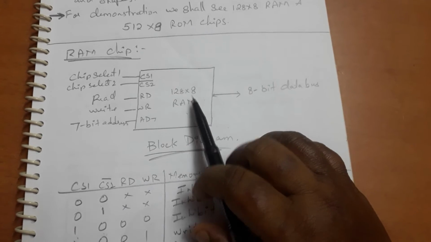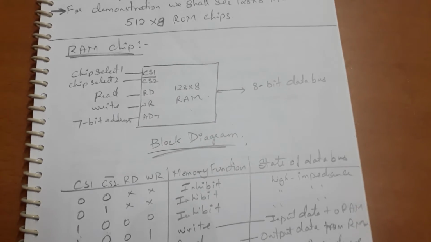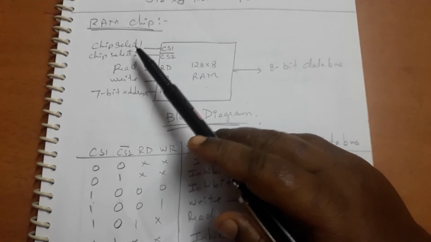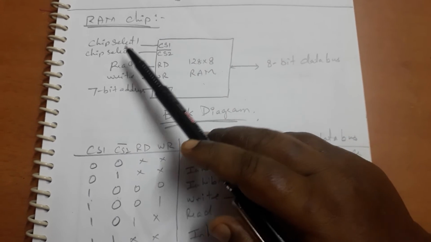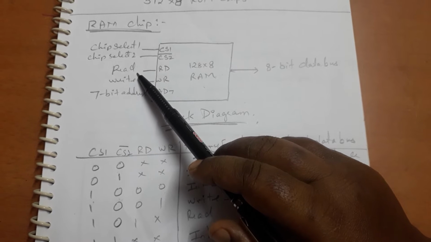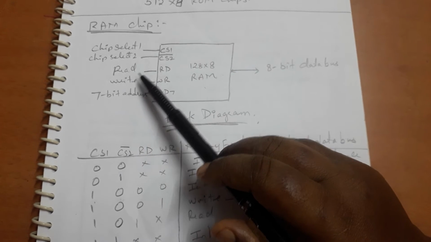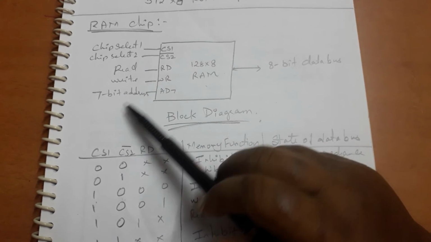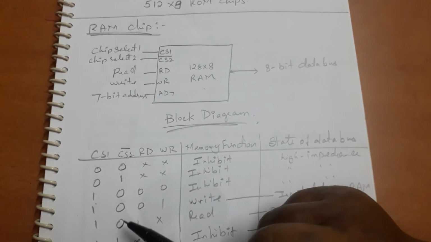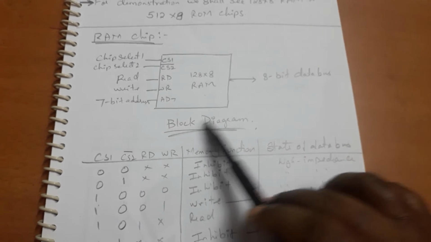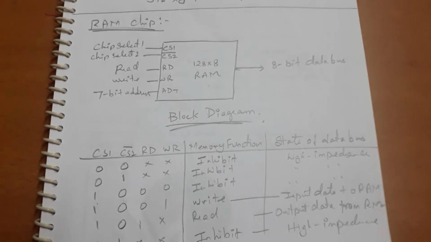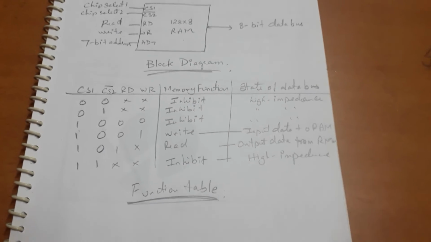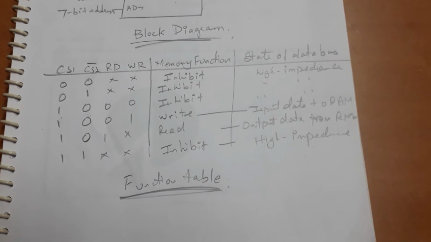This RAM has some switches here. The first one is called chip select 1, the second chip select 2, the third is the read switch, and then the write switch, and then a 7-bit address. So these are the different signals applied to this RAM. This is the block diagram. Now let us go to the function table and see how this RAM works.